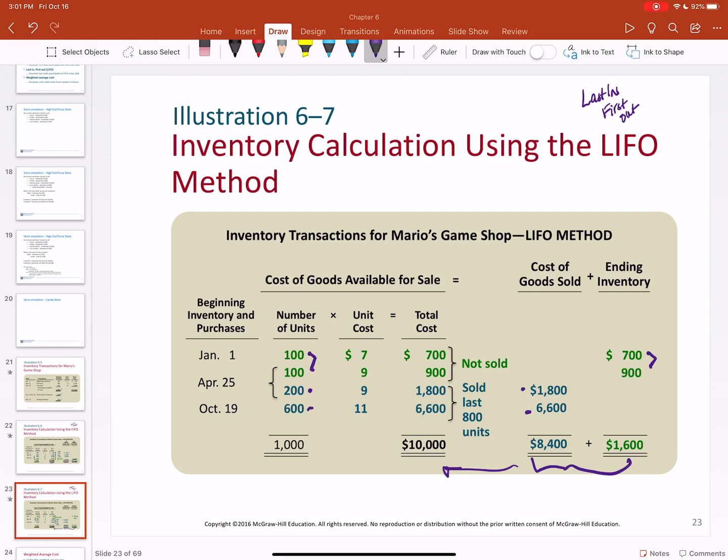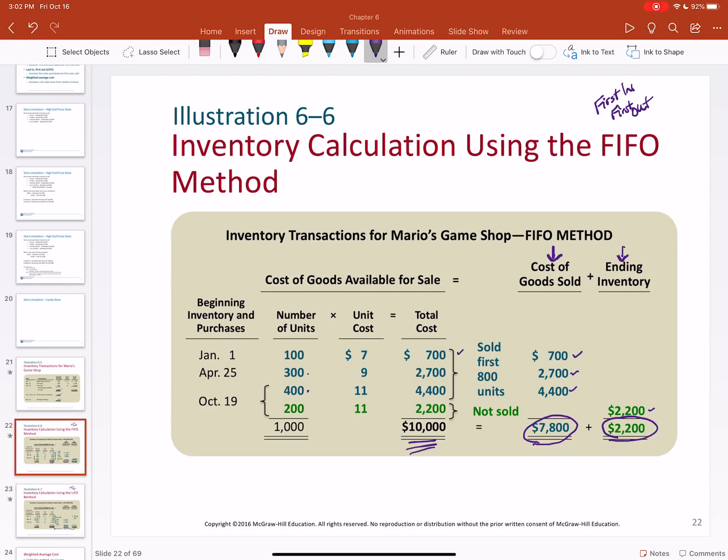But let's look at the impact. So when we used LIFO and prices were going up, our cost of goods sold was $8,400. When we used FIFO, right, we assumed that the older stuff, the first ones in, are the ones that sold. So you'll notice our cost of goods sold is $7,800.